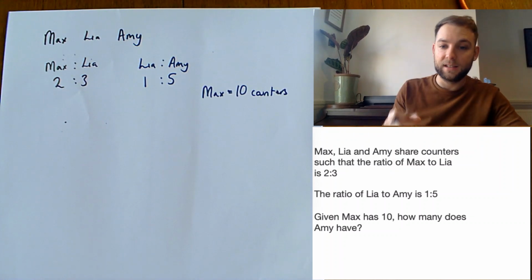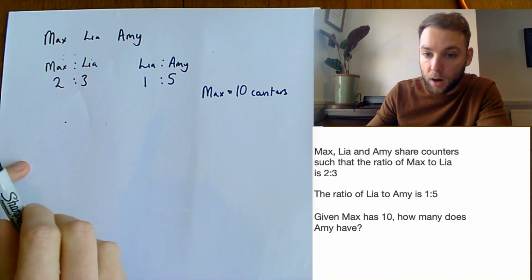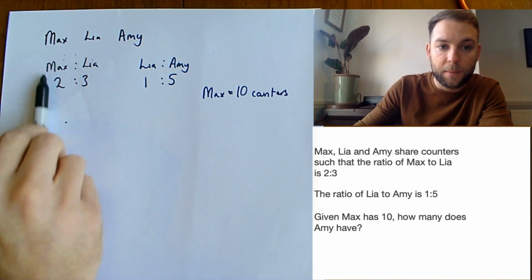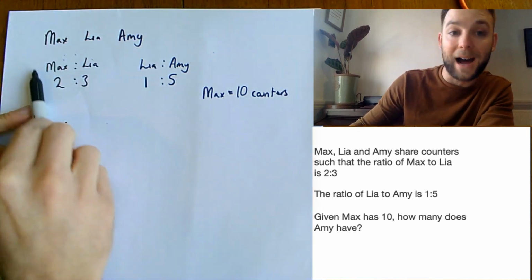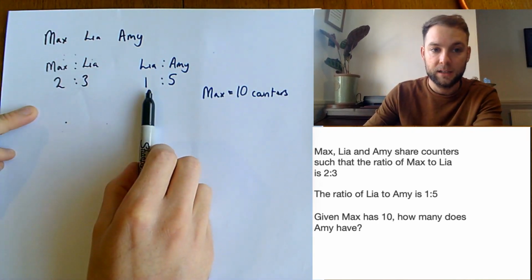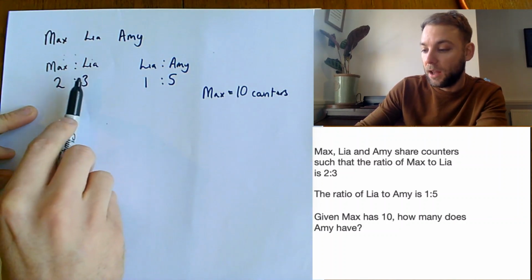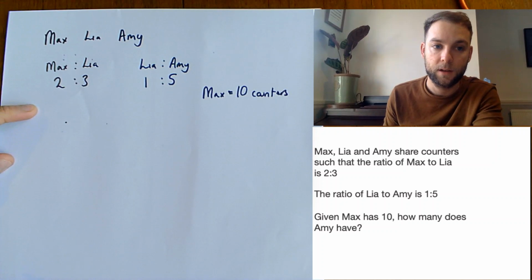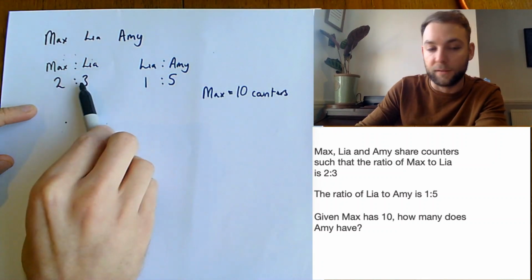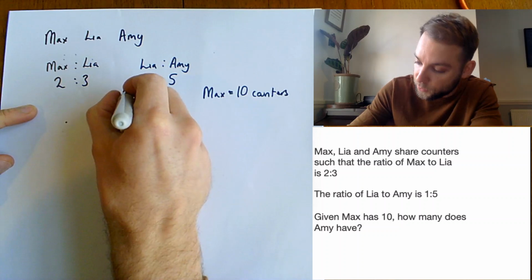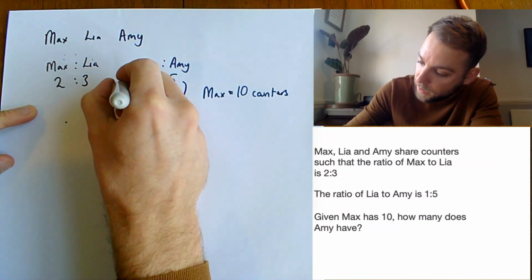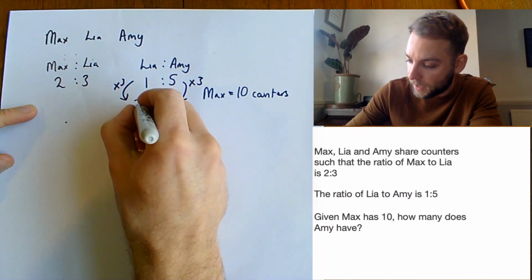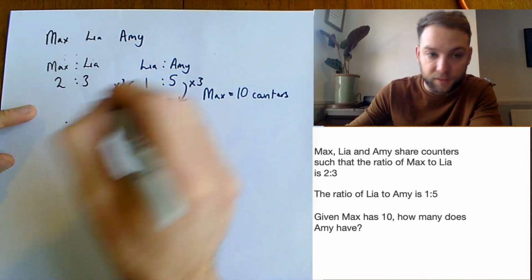So the first thing I need to do, because I'm trying to find the amount that Amy has, and I know the amount of counters that Max has, is combine these two ratios, okay? I do that by finding the lowest common multiple of Leah in this case, because she is in both of these ratios. So what's the lowest common multiple of 1 and 3? In that case, it's going to be equal to 3. So let's times this one here by 3. So 1 times by 3 is 3. 5 times by 3 is 15.